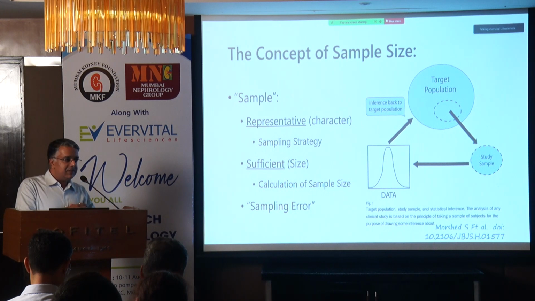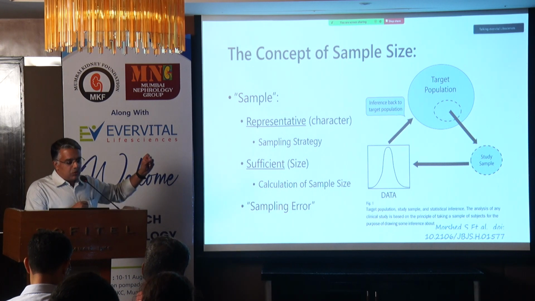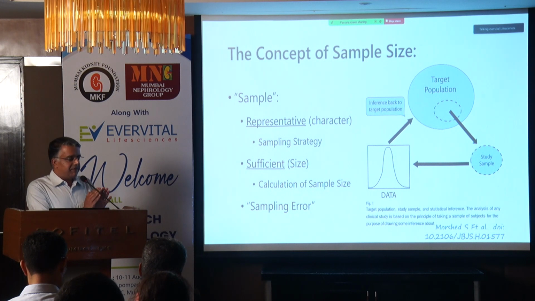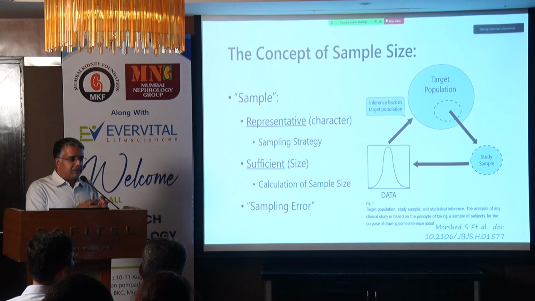The second thing is that it has to be sufficient in size. To ensure that the sample is representative, you have to use a proper sampling strategy, and that depends upon the study. For example, in a trial you may do all consecutive patients, or you may randomize, or stratify. Convenient sampling is a sampling strategy. It doesn't tell you anything about the sample size. It is whatever is available and practical, and that is a sampling strategy. It has its own problems.